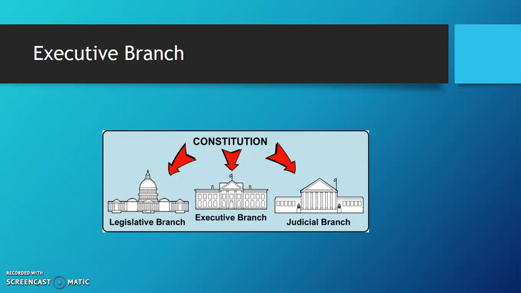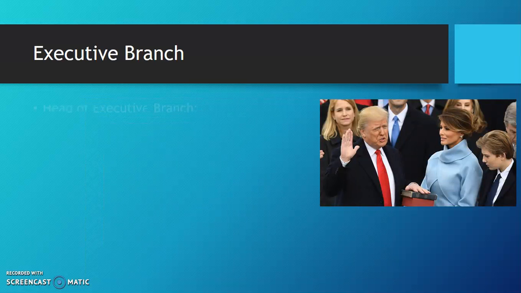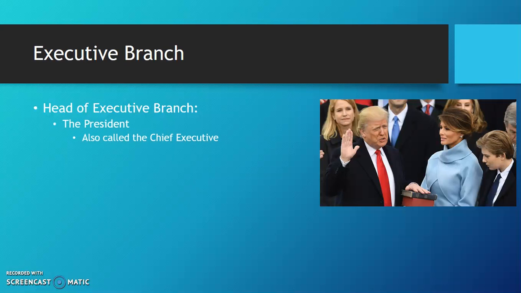In part 2 of learning about the three branches, we are going to start our discussion with the executive branch. And yes, the executive branch has to do with the White House and the President of the United States. So the head of the executive branch is going to be the President, which is also called the Chief Executive.